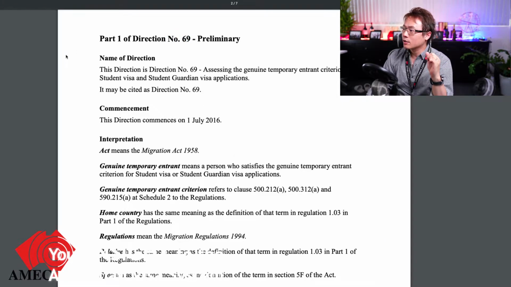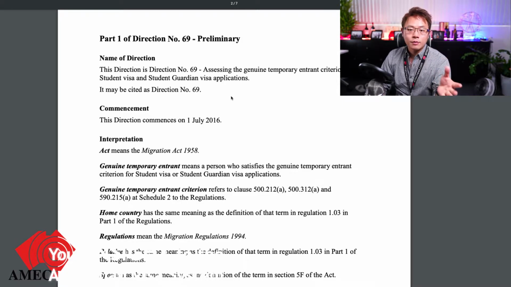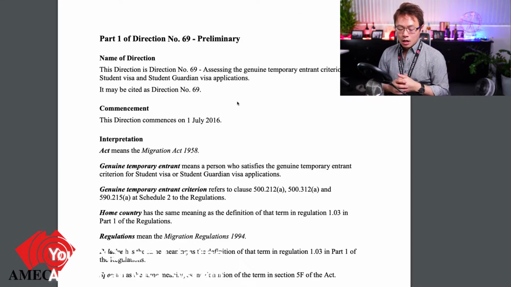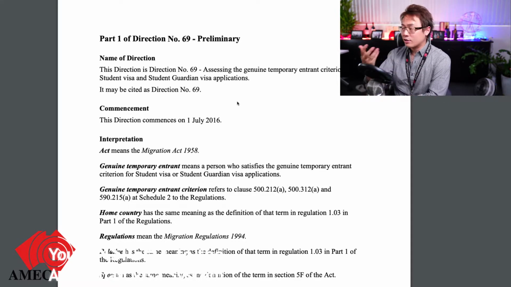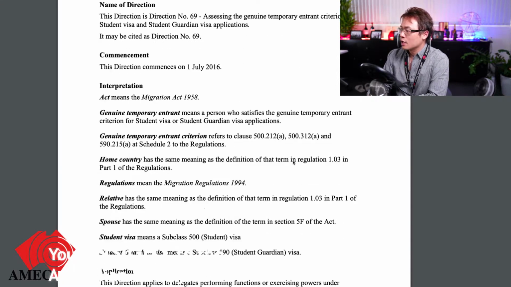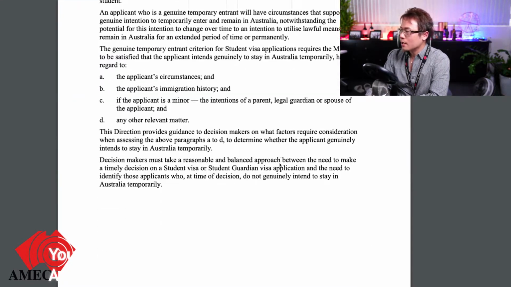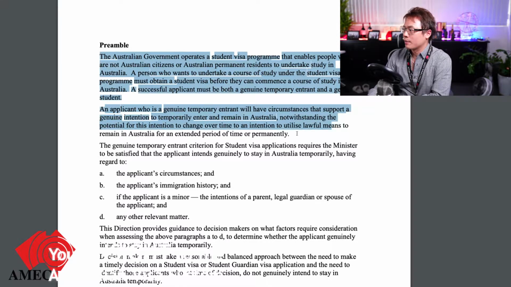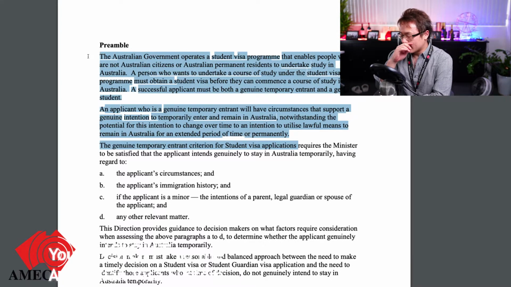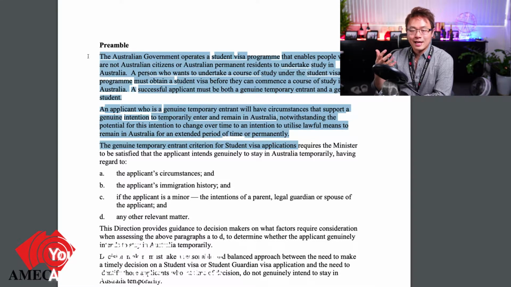If you're not able to find this, you can type into Google: Home Affairs GTE, or Direction number 69. This is all public information. Okay, so the preamble is pretty simple, as I have explained. Basically, they wanted to identify a genuine international student.